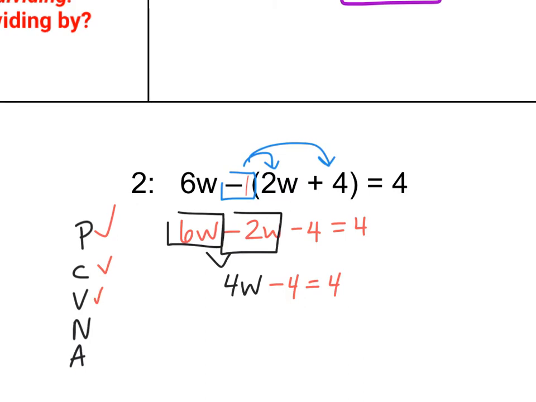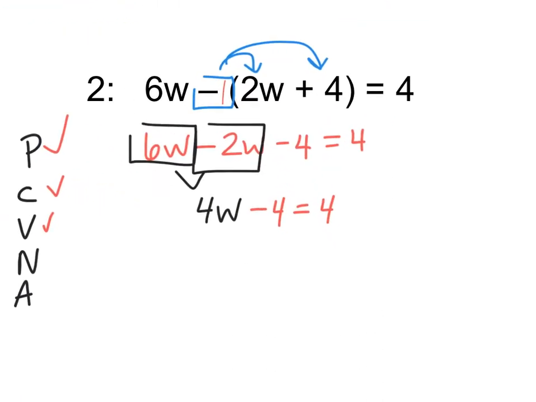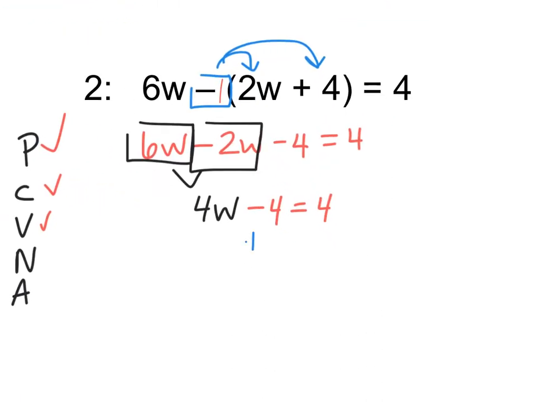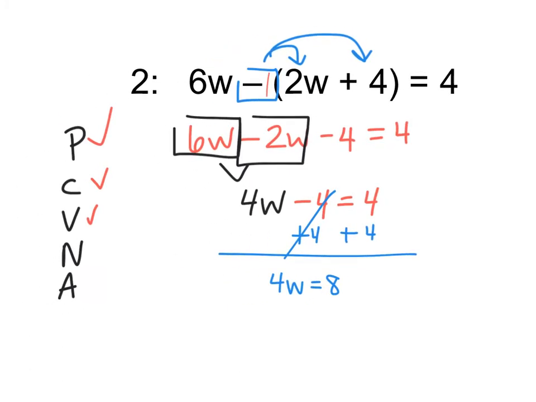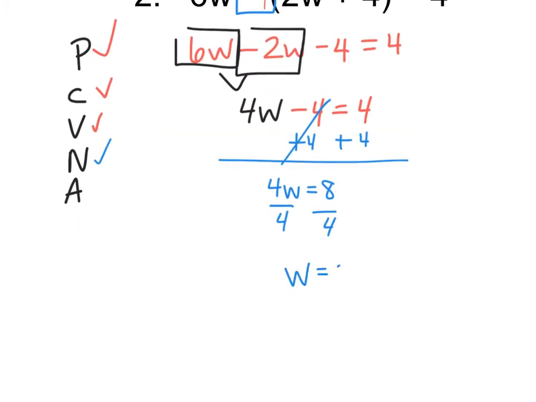I now have to ask myself, can I get all my numbers to the right-hand side? Yes, I can. I have to get rid of my -4. So to do that, I add 4 to both sides. My 4's cancel, and I get 4w equals 8. So all my numbers are on the right-hand side, and now I need to get rid of the number attached to my w. So to do that, I divide by 4. And I get w equals 2 as my final answer.